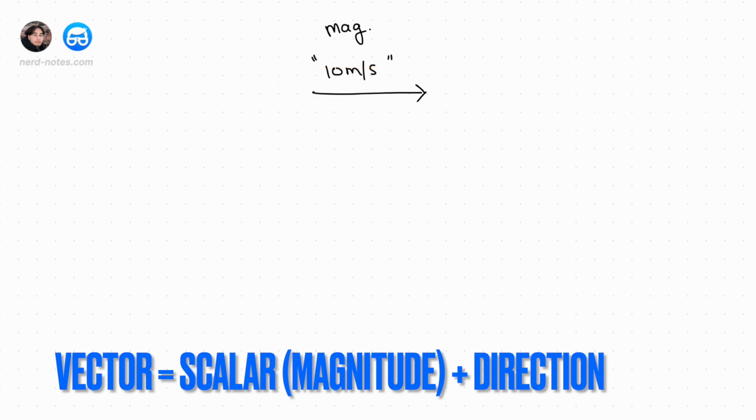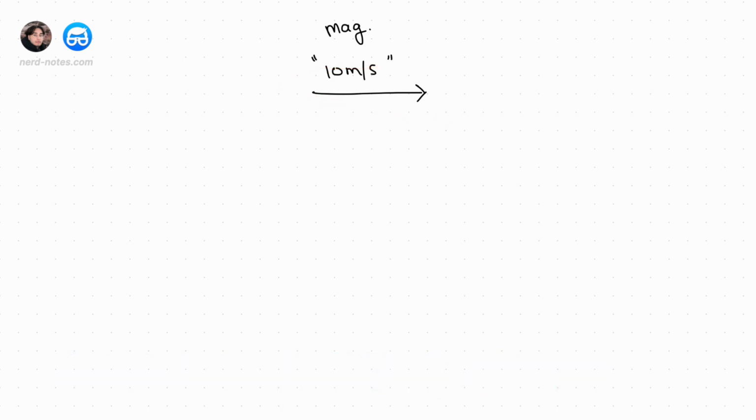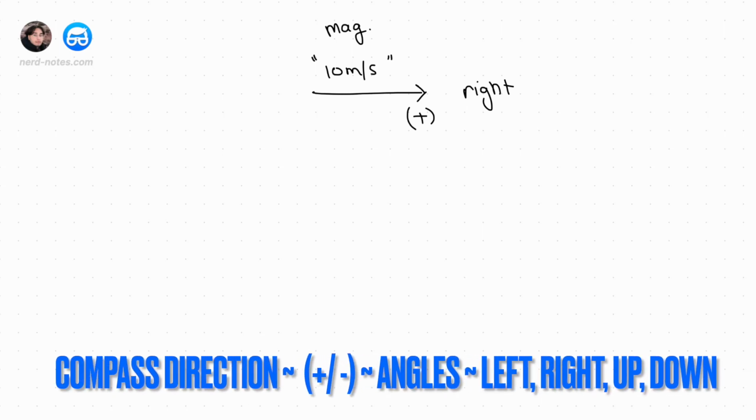And so again, that direction can be denoted, in this case, we can say right. So 10 meters per second to the right, or we can say positive, because this is generally the positive direction, right, is usually positive. Or we can even say a compass direction, like east. So this is east. So again, any way that you choose to write the direction will work. The point is any vector will consist of a magnitude and a direction.